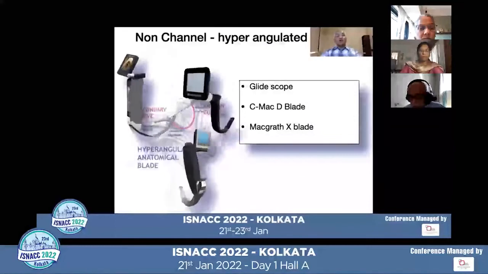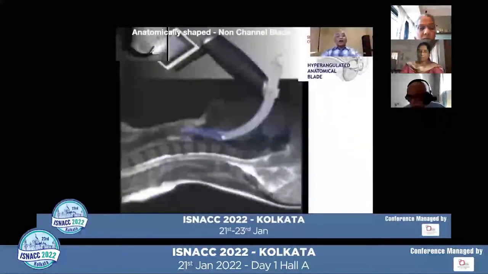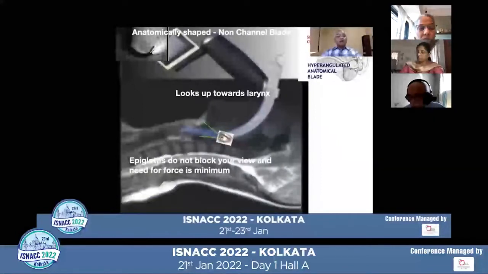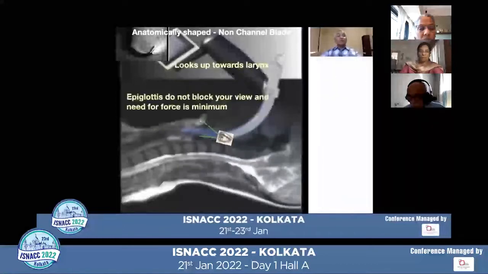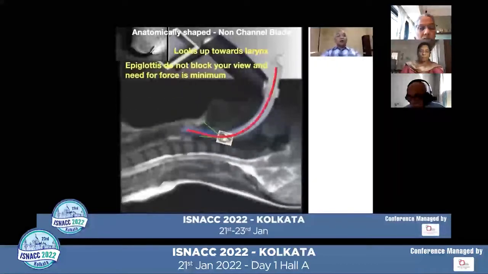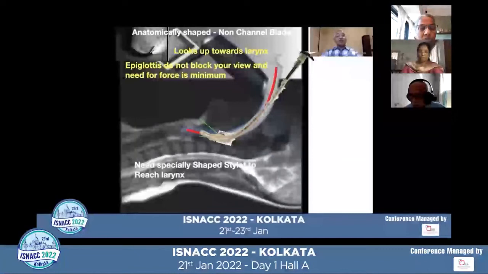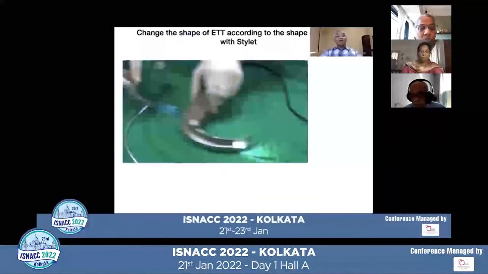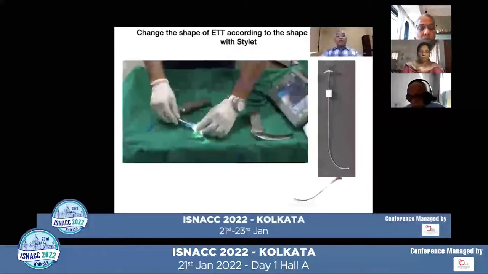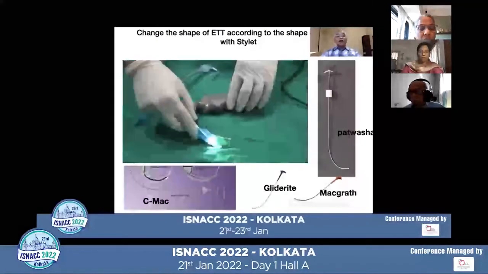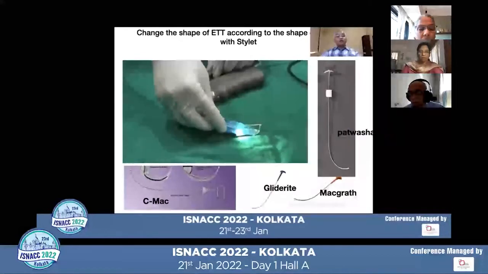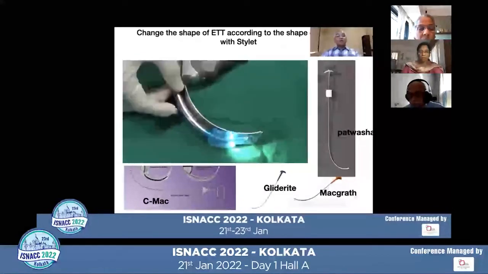First we'll look at the hyperangulated non-channel type of device. It looks up towards the larynx. The epiglottis does not block your view and the force requirement is minimum. But since the angle is hyperangulated, the endotracheal tubes are not shaped like that. You need to change the shape of the endotracheal tube with the help of a stylet. The majority of devices are supplied with their dedicated stylet according to the angle of their blade. But if you don't have one, then you can use a regular stylet, with which you can change the shape of the endotracheal tube according to your blade.